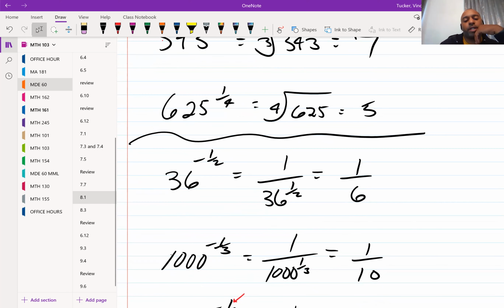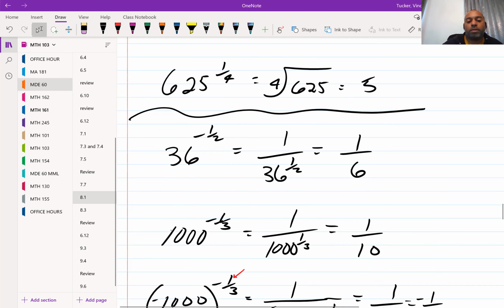If I have 1,000 raised to the negative 1/3 power, do the same thing, bring it down to the denominator, make it positive. Cube root of 1,000 is going to be 10. 10 times itself 3 times will give you 1,000. Any questions?